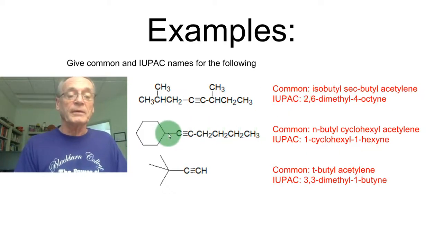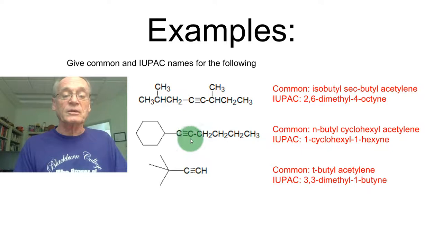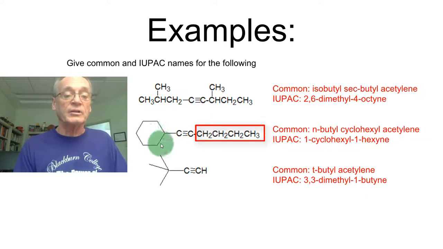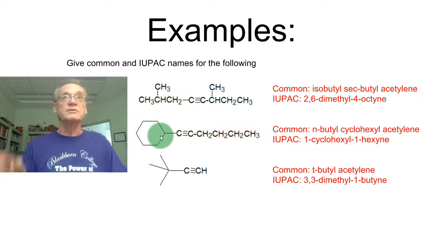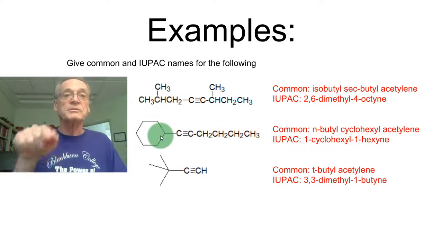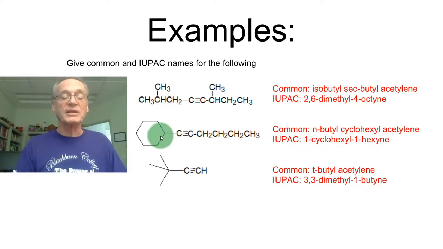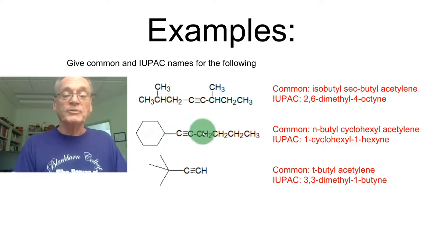This one, the common name, again we use acetylene with whatever this group is attached, and that's an n-butyl group, and a cyclohexyl group. Don't forget you can have cyclic groups. You just put a cyclo in front of it, so it's a cyclohexyl group, and so this is n-butyl cyclohexyl acetylene. That's the common name.